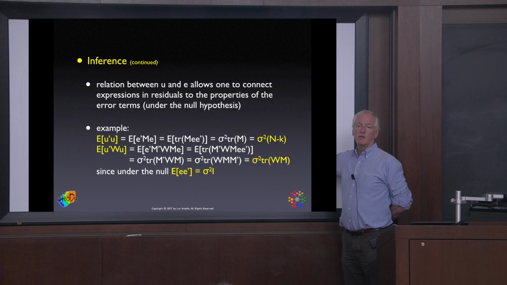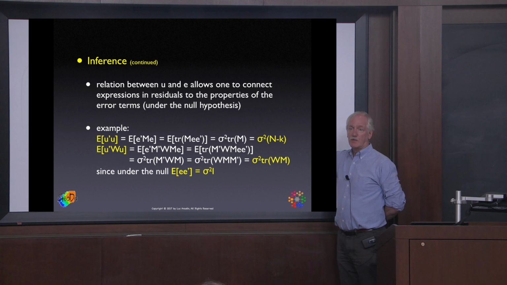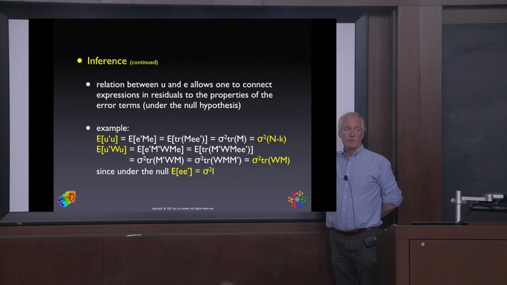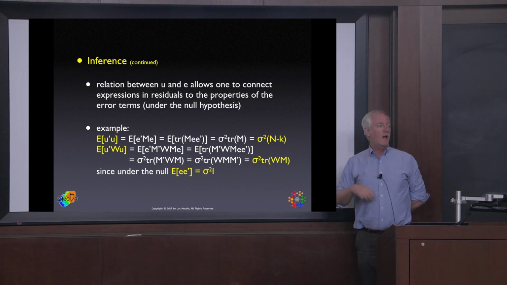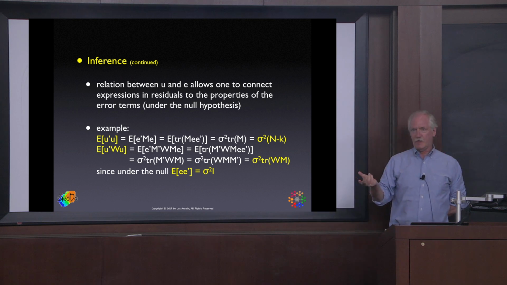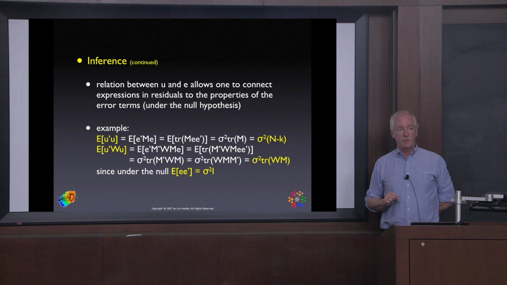So we know that the expected value of the sum of squared residuals is the true variance multiplied by the degrees of freedom. Right? So an estimate for the variance is the sum of squared residuals divided by the degrees of freedom, and on average this will be correct. That's an unbiased estimate.